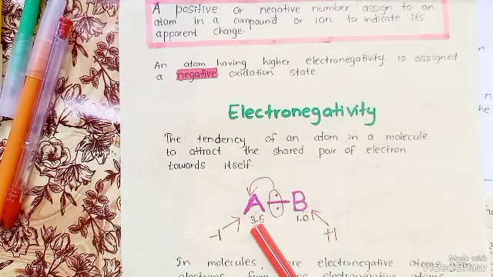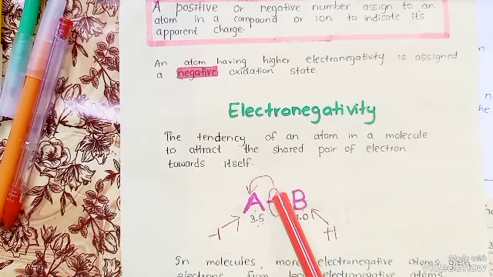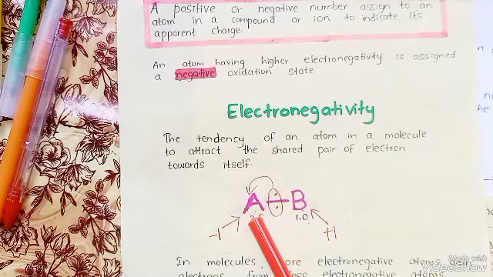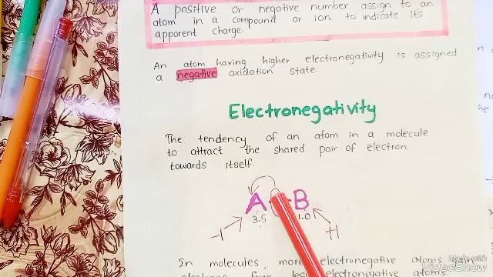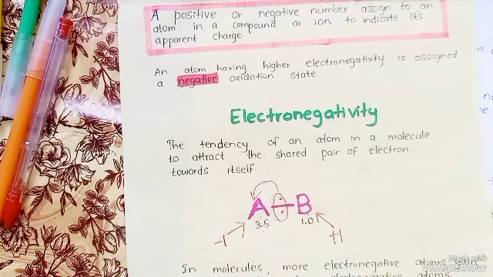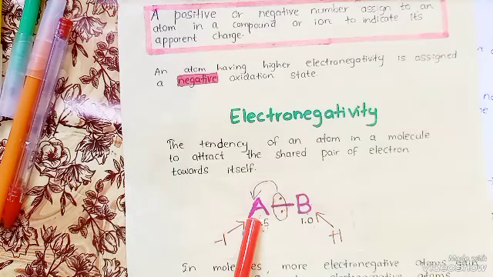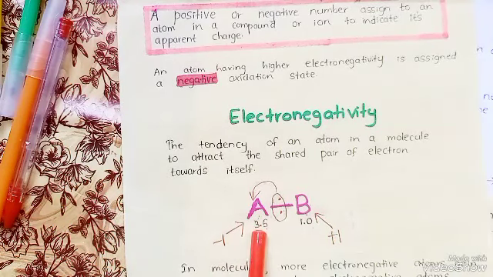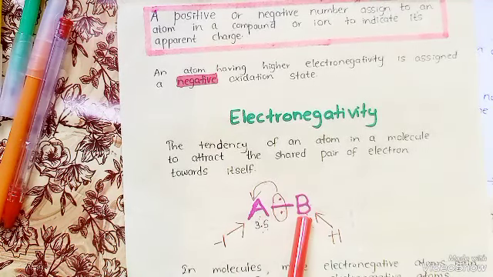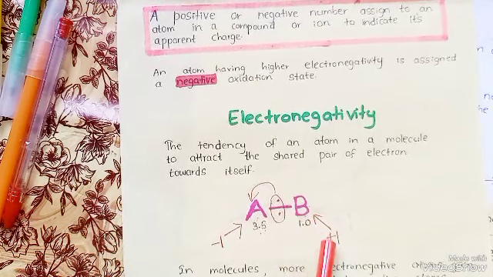Now A has the higher electronegativity. So A has the ability to attract the pair of electrons towards itself. Now A has an extra electron. Therefore, we can say that the oxidation state of A is -1. Now B has lost its electron. Therefore, we can say the oxidation state of B is +1.